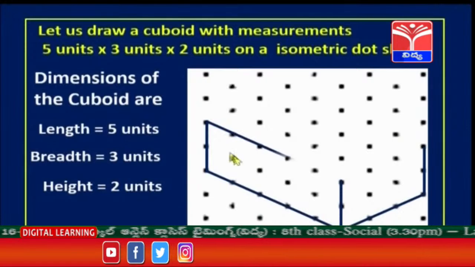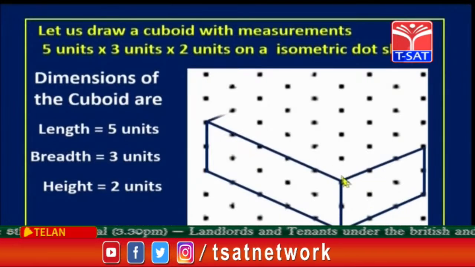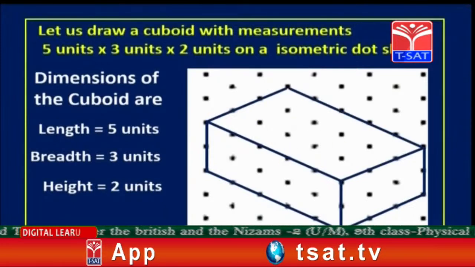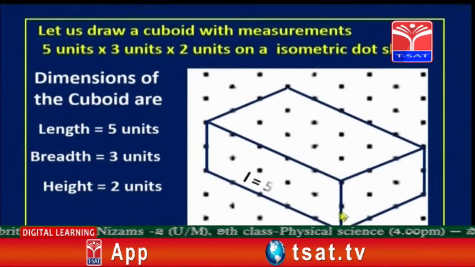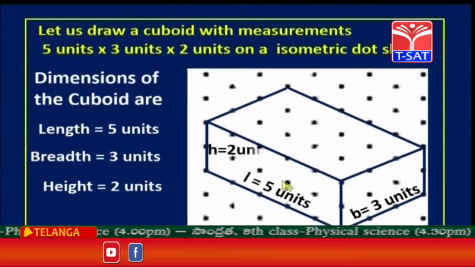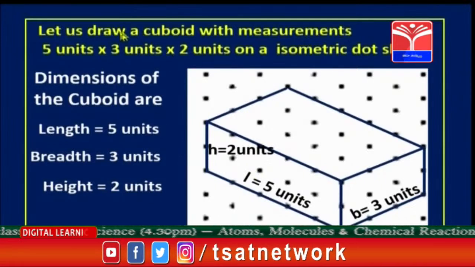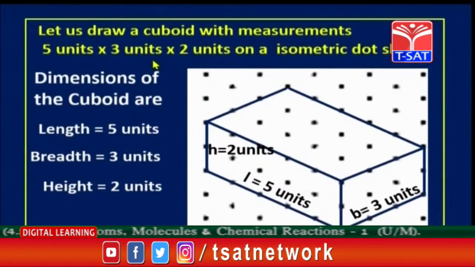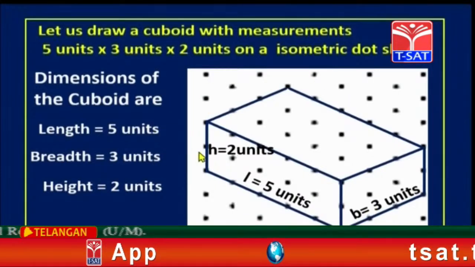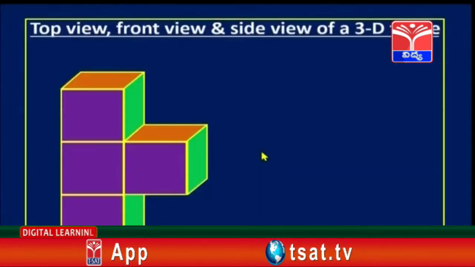Now we have to draw a parallel line to this length, a parallel line to this breadth, again a parallel line to this breadth and a parallel line to this length. Now we got the cuboid, children, whose length is 5 units, breadth is 3 units and height is 2 units. Children, like this you can draw a cube or a cuboid, which is a 3D shape, on an isometric dot sheet with given measurements.